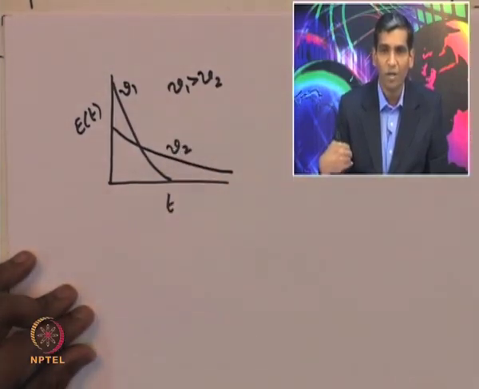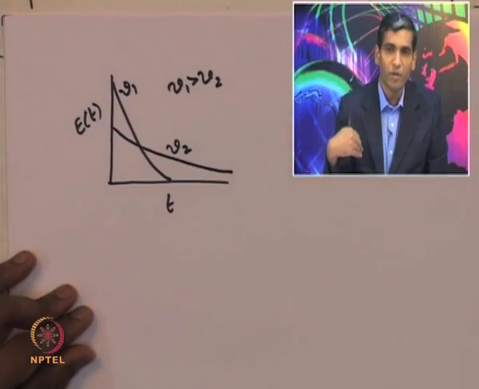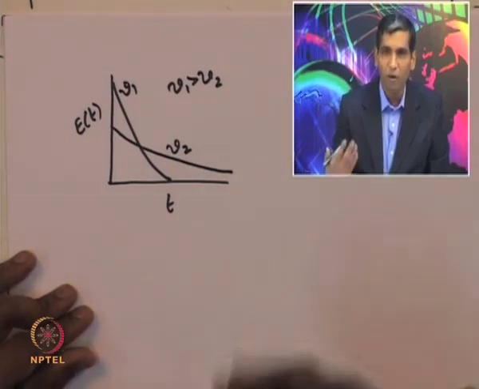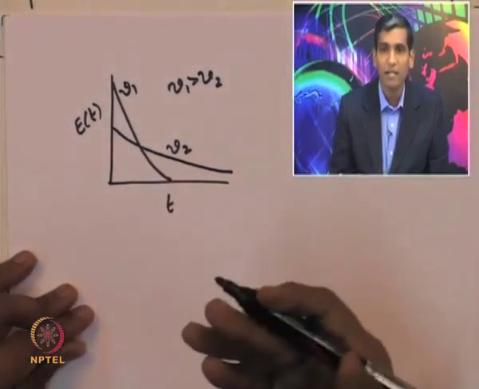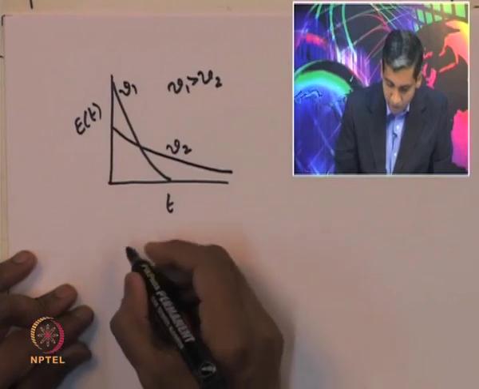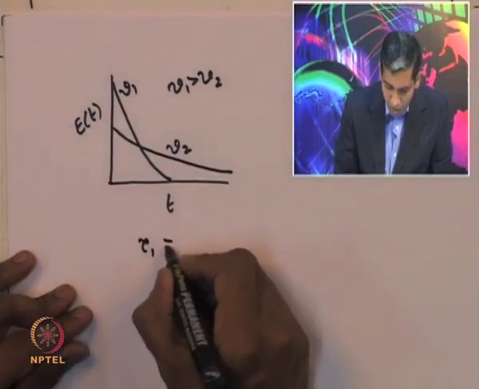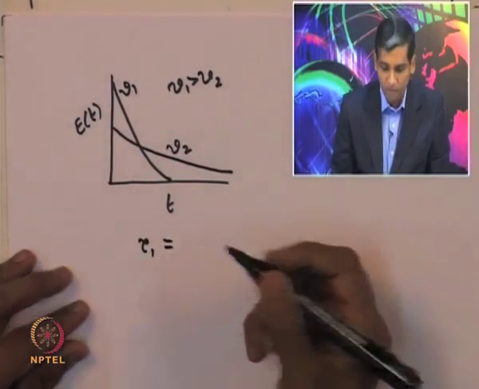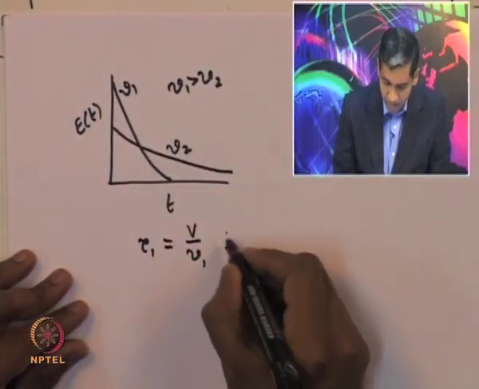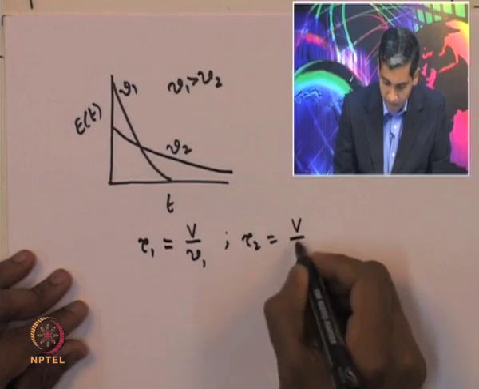Even for a fixed volume, the E curve is now going to be a function of the volumetric flow rate, because the volumetric flow rate decides the residence time of the fluid stream inside the reactor. So, therefore, tau 1, which is the space time when the volumetric flow rate is V 1, is given by V by V 1, and tau 2 is given by V by V 2.